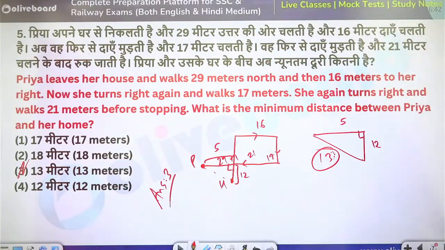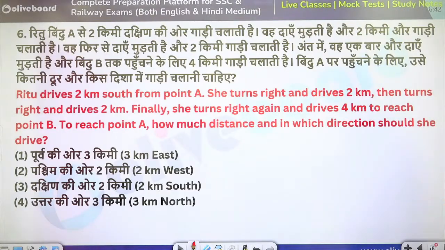It's sometimes either only Pythagoras theorem or only square rectangle or a combination of both.